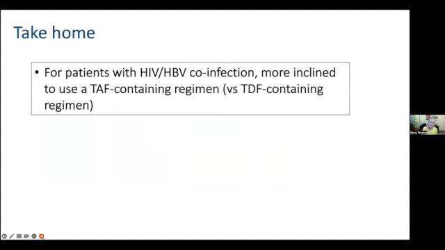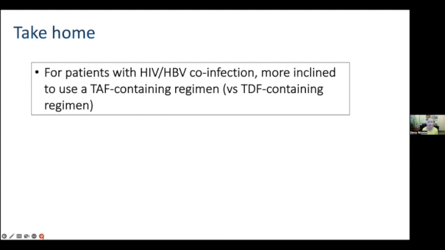The take home from this doesn't really change my clinical practice all that much, because in the vast majority of patients I'm using a TAF-containing regimen when I am using tenofovir as opposed to TDF. But it's to bring awareness that if I have a patient with HIV hepatitis B co-infection, this data, at least in terms of lab values, is pretty impressive in really favoring TAF. How this translates into hard clinical outcomes is another question.